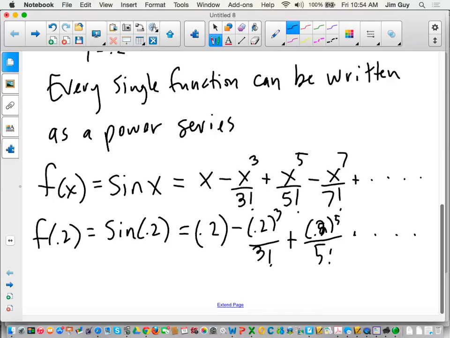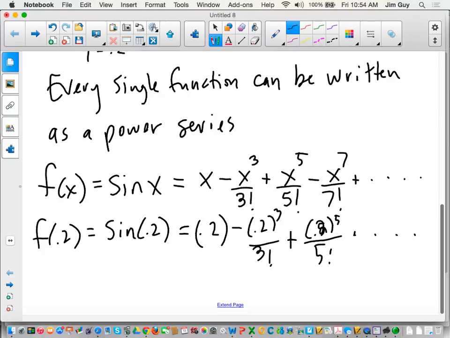Yes, I'm saying radians. The calculator would have to distinguish the difference between those two modes. So the sine of 0.2 is the sum of the infinite series when you put 0.2 in for x. Isn't that amazing? And that's the only way you can truly calculate the sine.